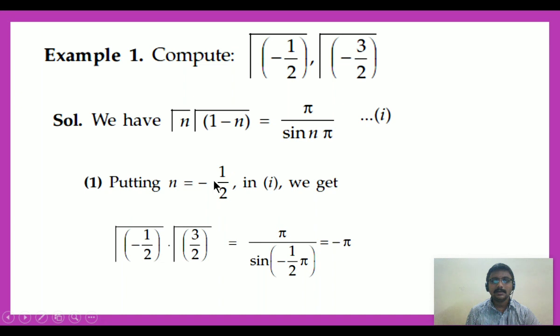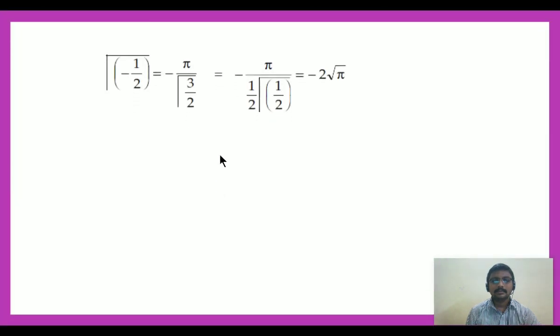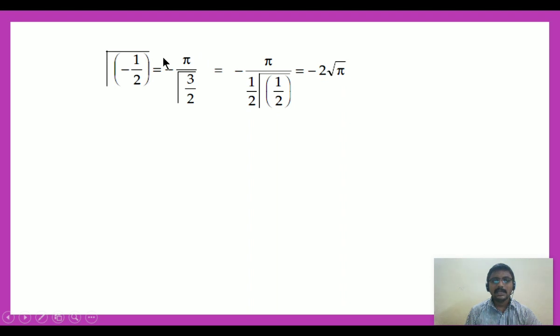But what is n here? Minus half. So sine of minus half pi. But we know that sine of minus theta is minus sine theta. That is minus sine pi by 2. But what is the value of sine pi by 2? 1. So pi by minus 1 is minus pi. So the value of Gamma(minus half) into Gamma(3 by 2) is minus pi. So Gamma(minus half) is minus pi by Gamma(3 by 2).